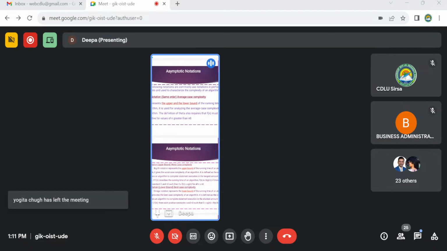The second notation is the big O notation. It finds the upper bound, the worst case complexity, meaning the largest amount of time the algorithm takes to compute the statements. And the third one is omega.